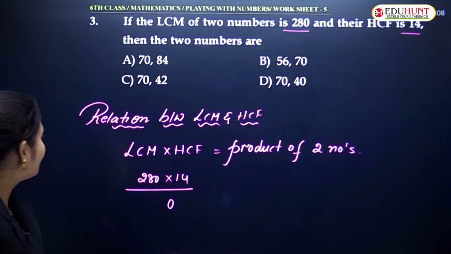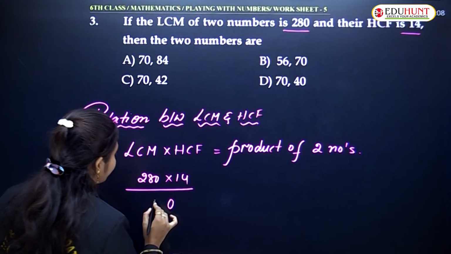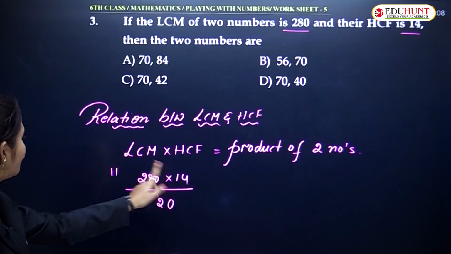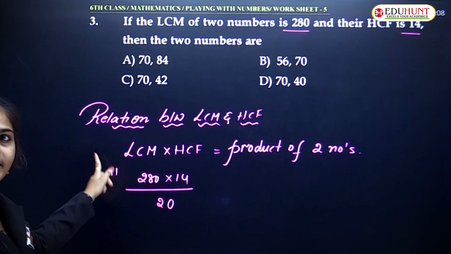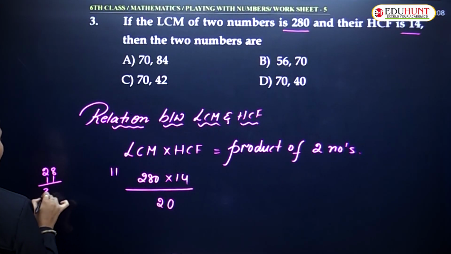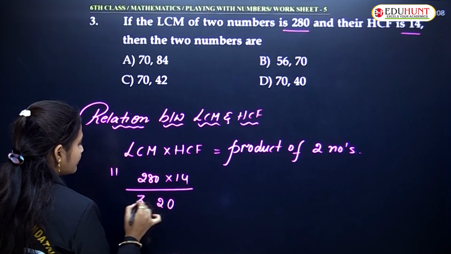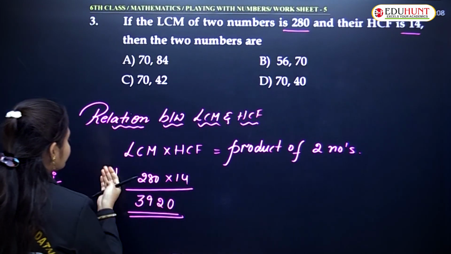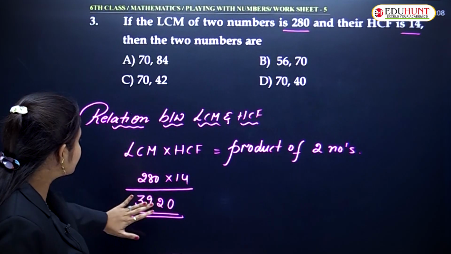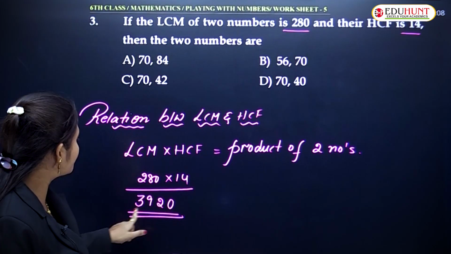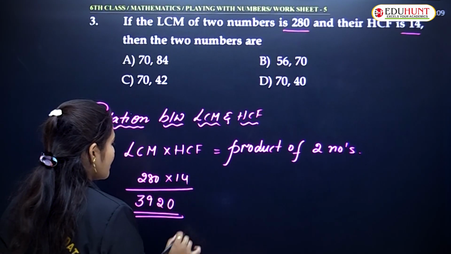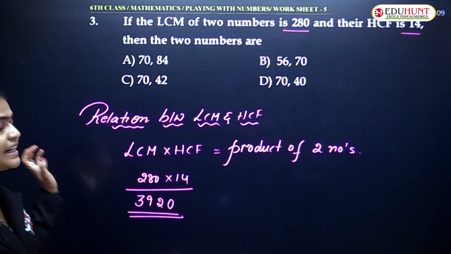Clear? Next 14 8s, which is equal to 112. Okay. Next 14 2s, 28. 28 plus 11, 39, 3920. Okay. Which option satisfies that the product of those two numbers should be equal to 3920? Understand? So as per this one, better to check each and every option.